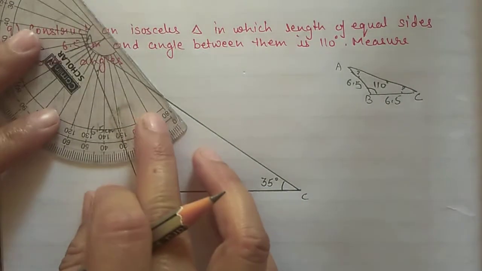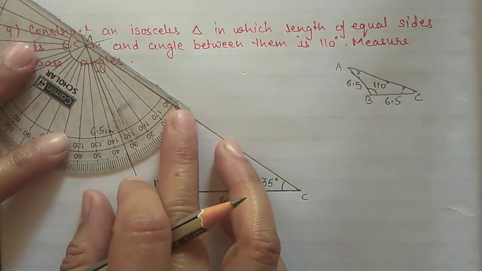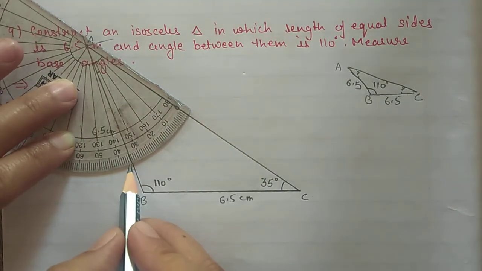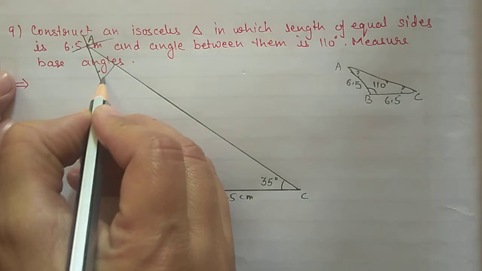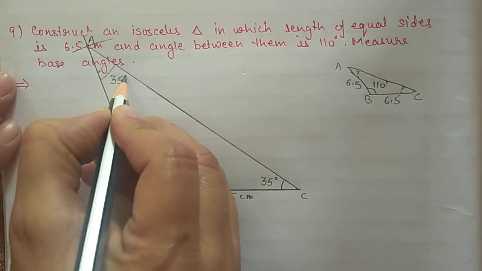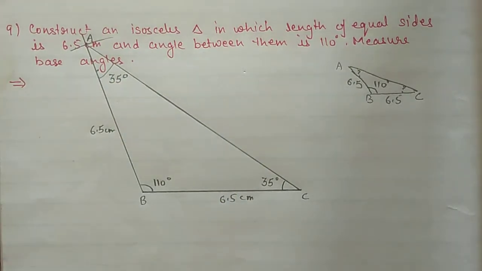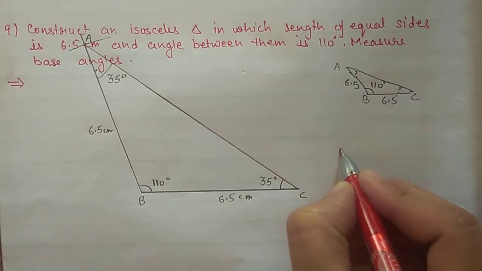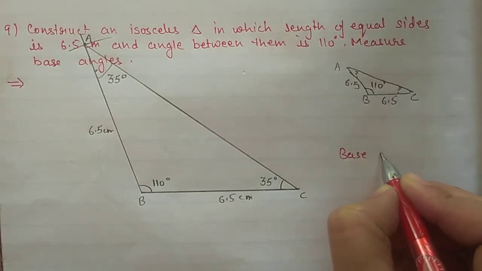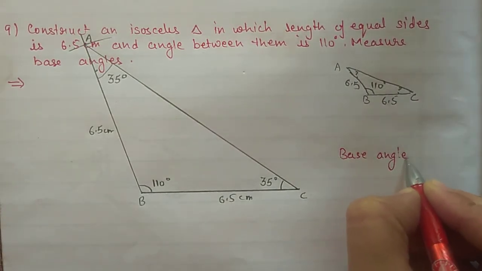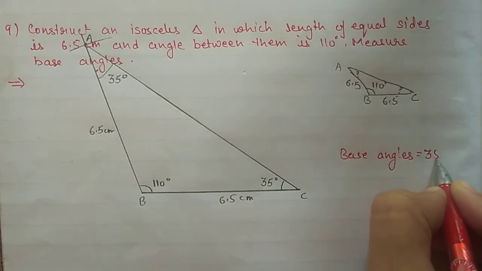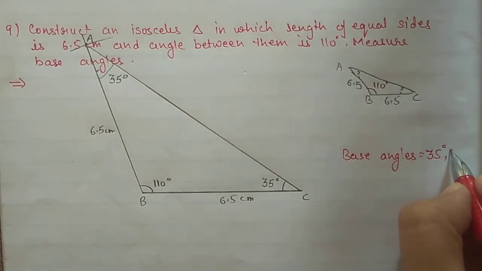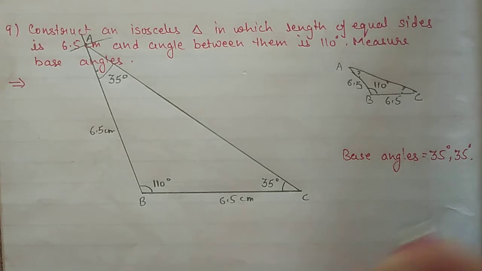Another side if we measure, it will come the same. You can see this is also coming 35. So this angle is also 35. So we can write here base angles are equal, both are coming 35 degree.